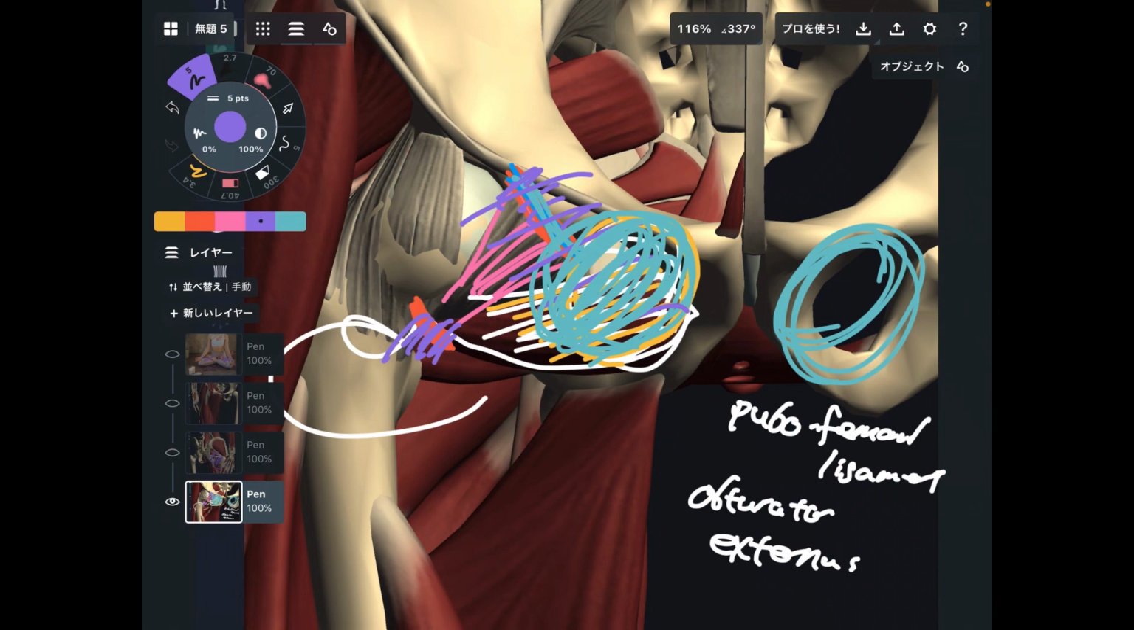I hope you can apply this anatomy to yoga practice, Pilates practice, and stretching.